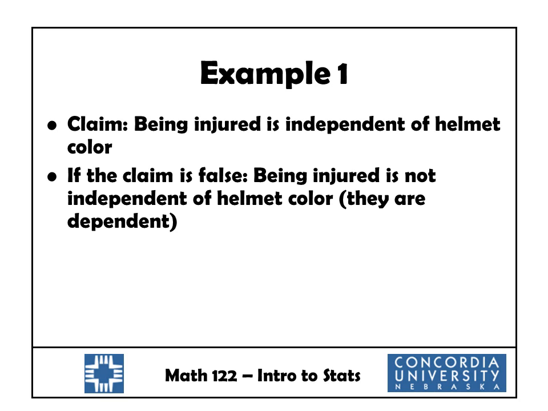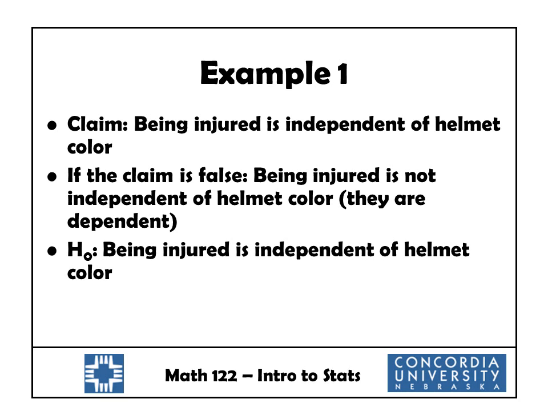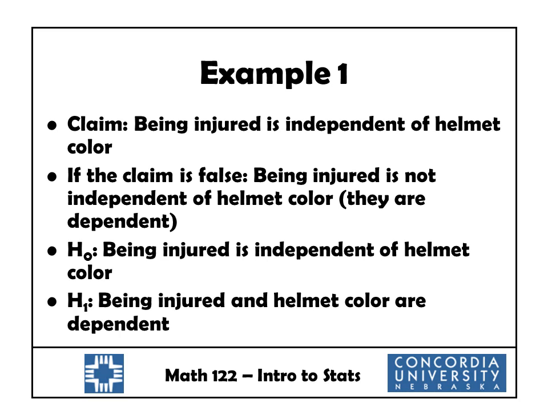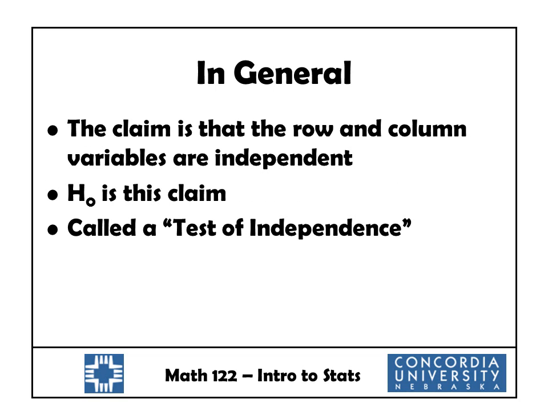Now our null hypothesis in this case is going to be the same as the original claim, just like in the previous section. Being injured is independent of helmet color, and the alternative is that they are dependent. Now in general, in this type of claim, the basic claim is that the row and column variables are independent. The null hypothesis is this claim, and this type of test is what we call a test of independence.